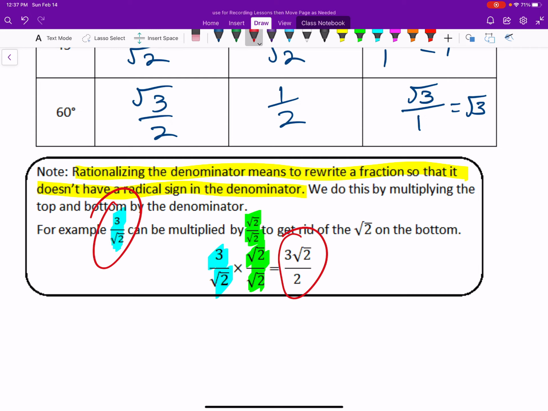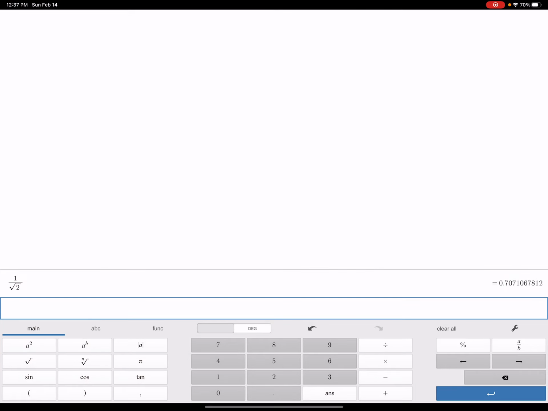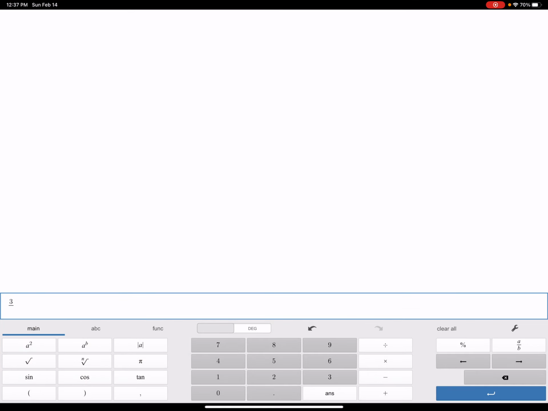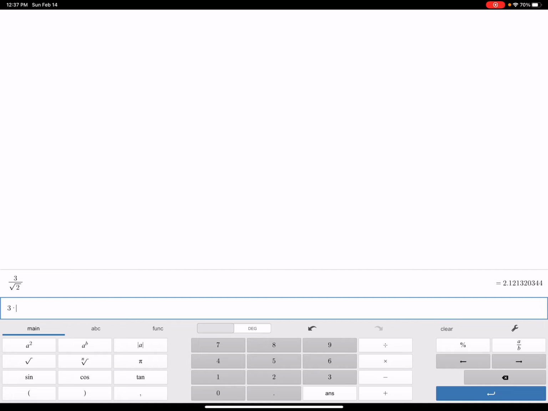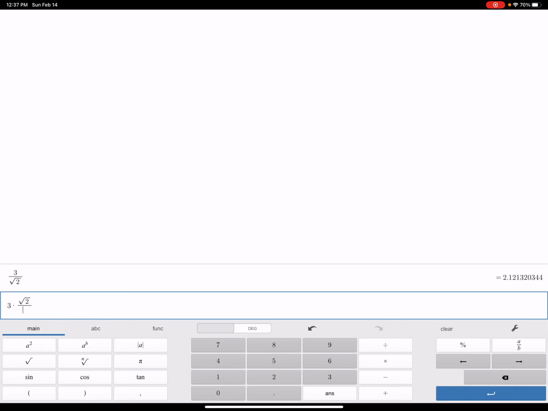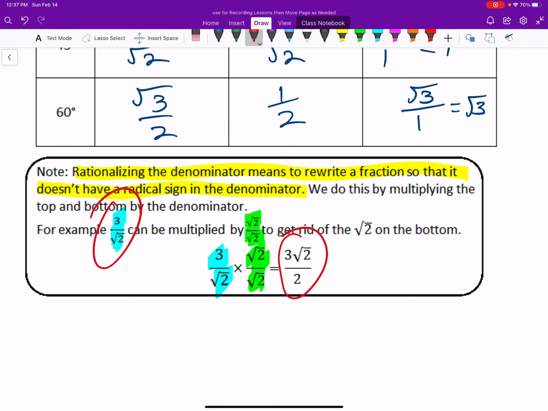They are equivalent, and we can prove that by looking at our calculator and just going 3 divided by square root of 2. You can see that equals 2.12, etc. Or if I did 3 times the square root of 2 and then just divided by 2, I get the exact same answer. So those are the same values, just that this one here is considered to be more proper because denominators are supposed to be rationalized when we work with them.